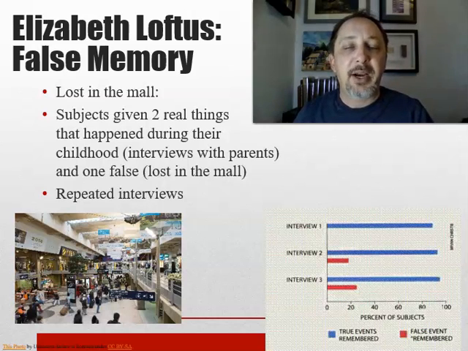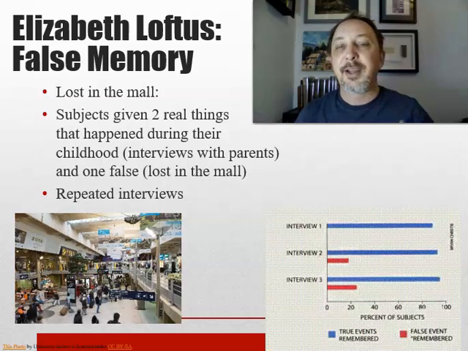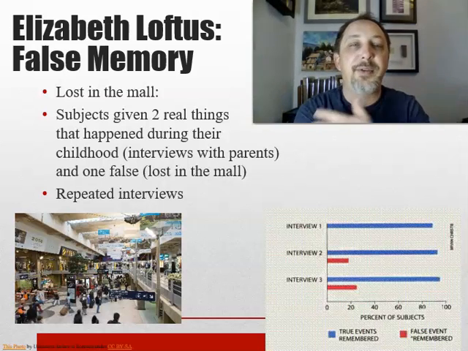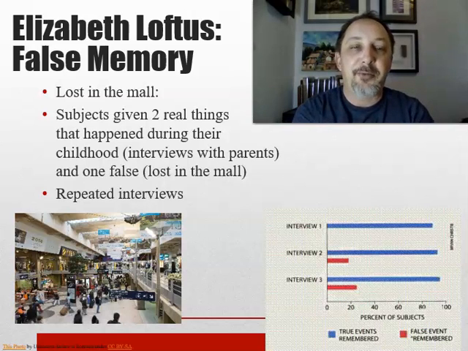Another study, Lost in the Mall. They had the subjects' parents, so the students' parents were involved, and they gave the researchers two real things that happened during their childhood. And then they inserted one that didn't, this Lost in the Mall. And each of these stories was in depth. They had a lot of detail. In the Lost in the Mall study, it was talking about who found them and what the environment looked like and what they did after and all this stuff. And then they asked people, after they discussed them, do you remember these? And nobody remembered the false memory events, but they remembered most of the true events, right?